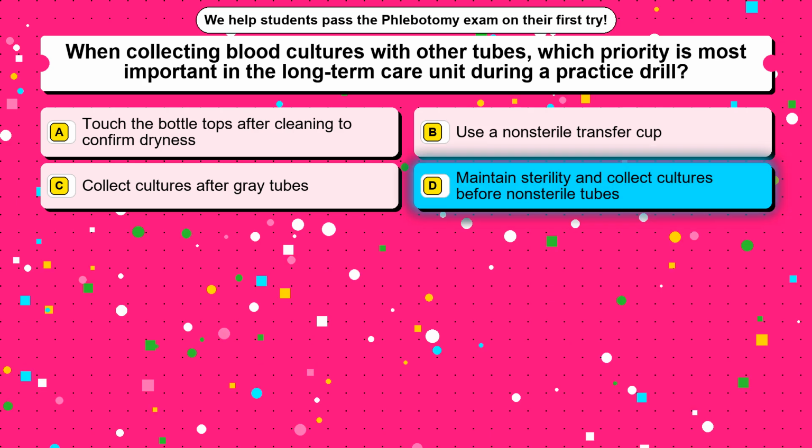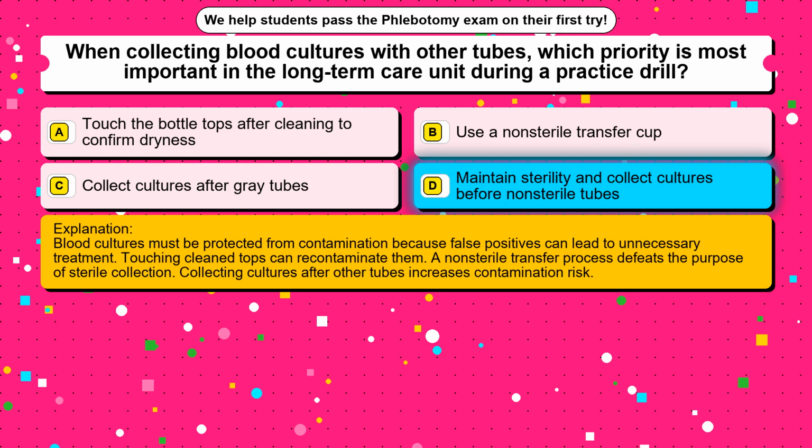The correct answer is option D. Maintain sterility and collect cultures before non-sterile tubes. Blood cultures must be protected from contamination because false positives can lead to unnecessary treatment. Touching clean tops can recontaminate them. A non-sterile transfer process defeats the purpose of sterile collection. Collecting cultures after other tubes increases contamination risk.